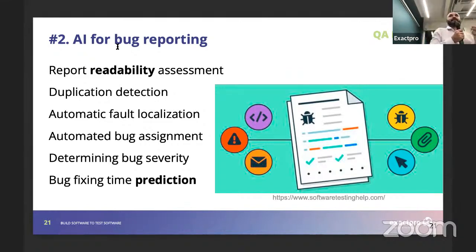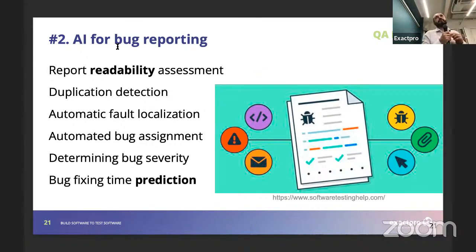So the first application of machine learning is to check the readability of the bug report, whether what you've written is really understood the same way by people from different cultures, and that's what we can do with machine learning.